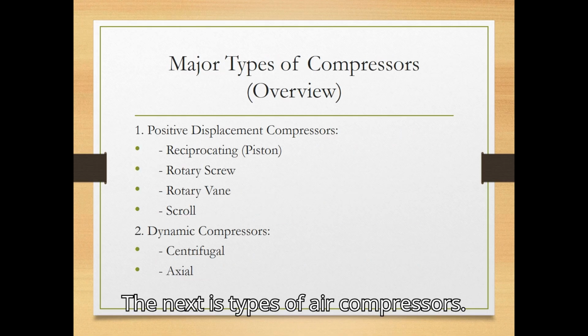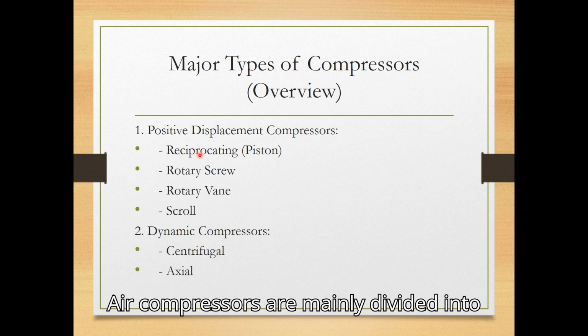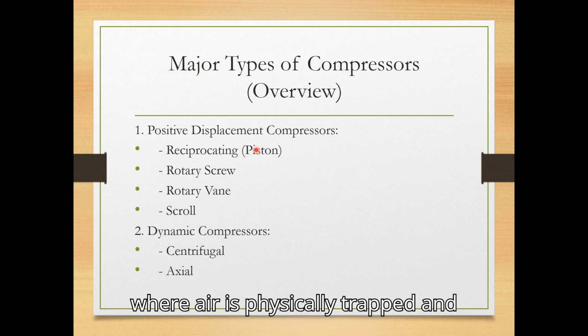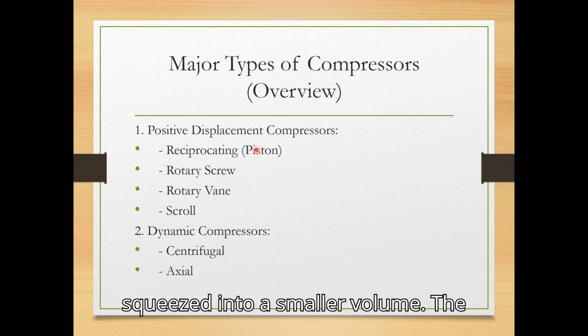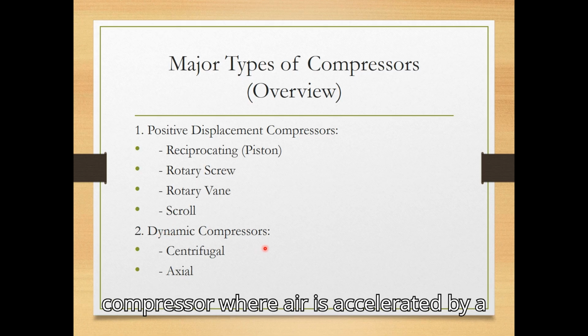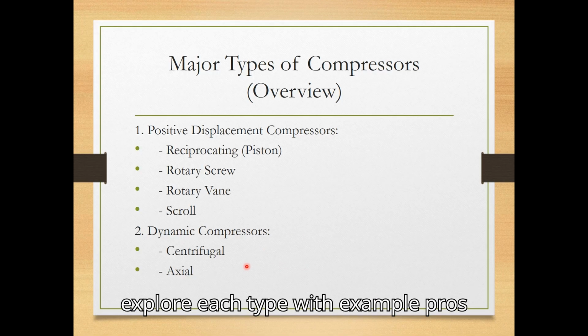The next is types of air compressors. Air compressors are mainly divided into two categories. The first one is the positive displacement compressor, where air is physically trapped and squeezed into a smaller volume. The second one is the dynamic compressor, where air is accelerated by a rotating element and converted into pressure energy. So let's explore each type with examples, pros and cons.